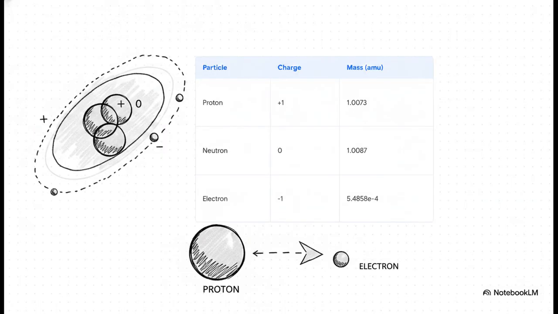When we compare these three particles, the differences are absolutely striking. The proton and neutron both sit right around 1 atomic mass unit. They're the heavyweights. But the electron? It's astonishingly light. To put that into perspective, its mass is roughly 1,800 times less than a proton. The electron is essentially a featherweight buzzing around those heavy particles sitting packed in the nucleus.